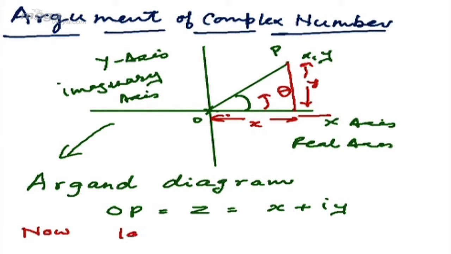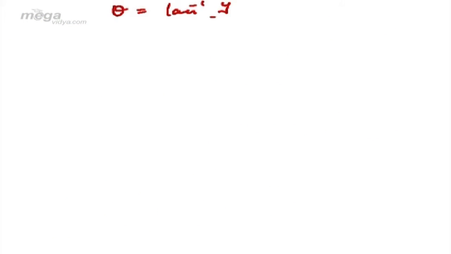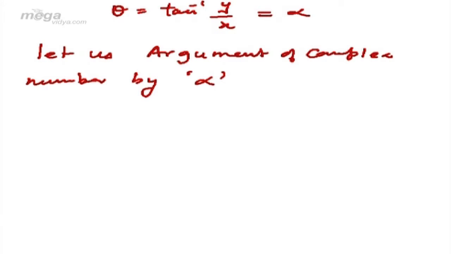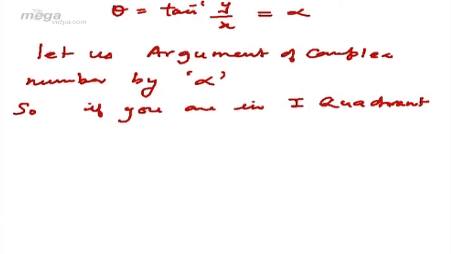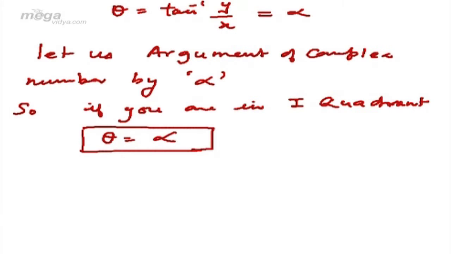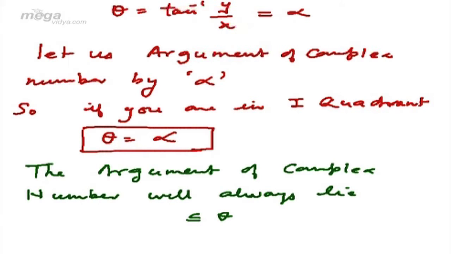Now tan theta will be y by x, so theta will be tan inverse of y by x. This is equal to alpha. Now let us represent the argument of the complex number by alpha. So if you are in the first quadrant, the angle theta will be equal to alpha. The argument of the complex number will always lie between minus pi and plus pi. It cannot touch minus pi, that is, theta is open at minus pi and closed at pi.